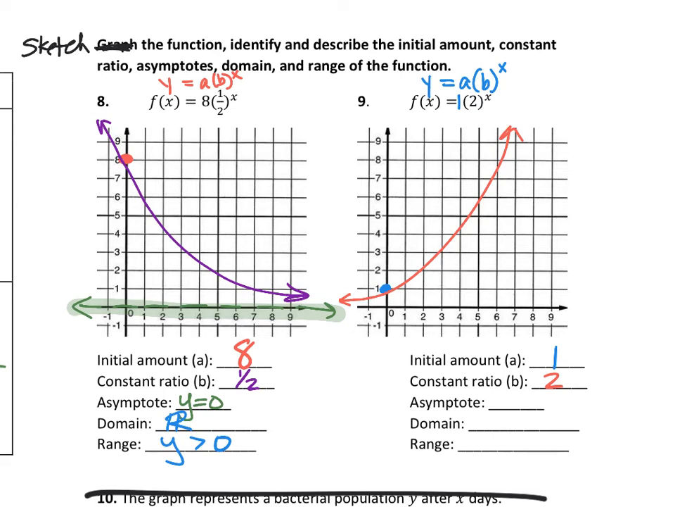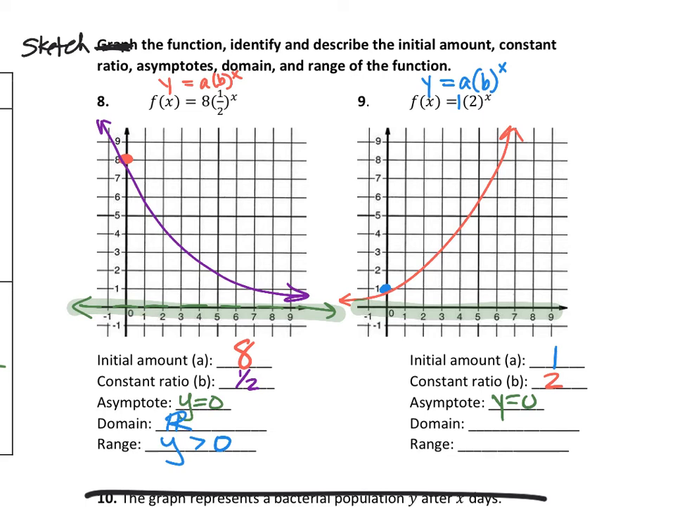What is the asymptote for number 9? Y equals 0. That's a line, so I need an equation for it. Y equals 0 is still my asymptote. It will never touch that line. It'll get real close, but if you zoom in, it will never touch. I had to zoom in a lot on that example I showed y'all earlier.